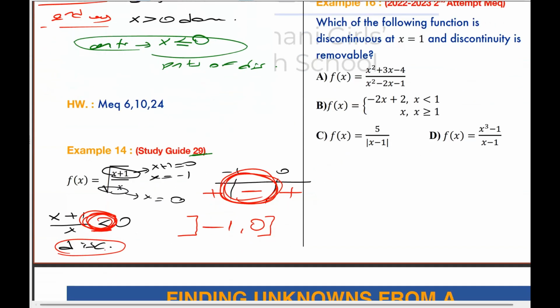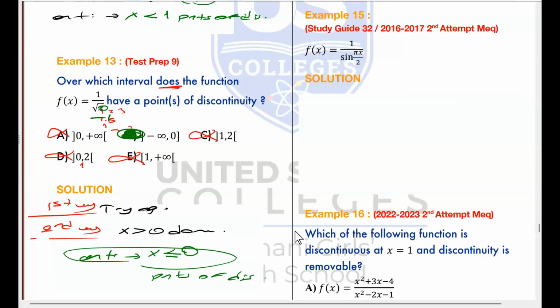Maybe this is confusing. Okay, another ministry question and study guide question. This is another type. There's a trigonometric function in the denominator. f of x equals 1 over sine of pi x over 2. So what's the point of discontinuity? It's kind of a rational function. So in rationals, what makes the denominator 0 is the point of discontinuity. So equate the denominator to 0: sine of pi x over 2 equals 0.